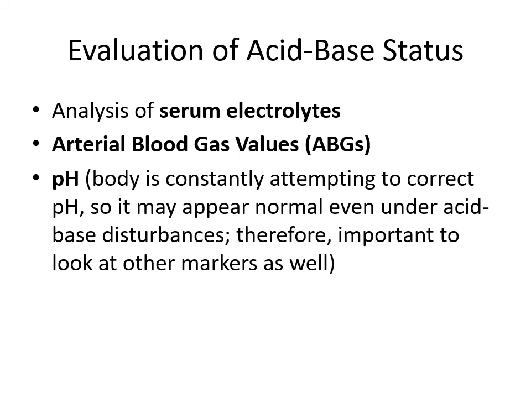Now looking at our evaluation of acid-base status, we're going to look at serum electrolytes and arterial blood gas values, or ABGs, and pH. The body is constantly attempting to correct pH, so it may appear normal even under acid-base disturbances, and this is what's known as compensation. Therefore, it's important that we look at all of the other markers and the patient's condition as well.